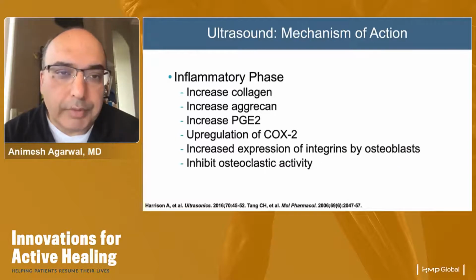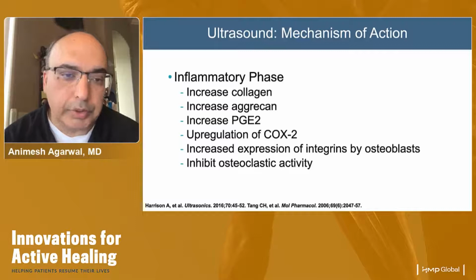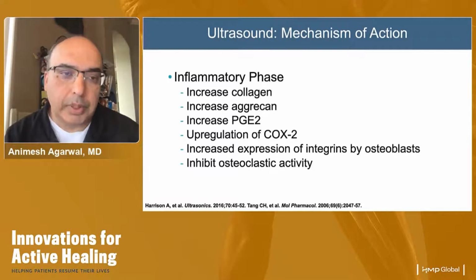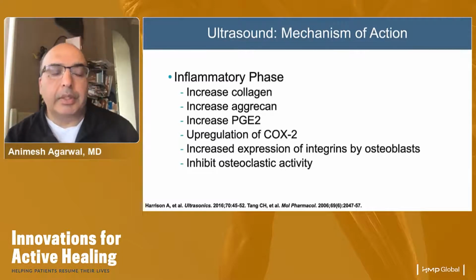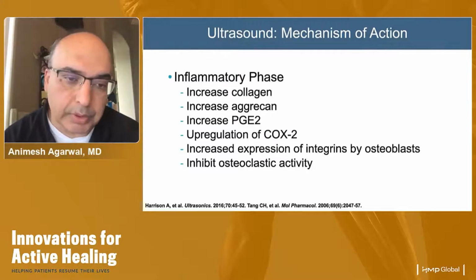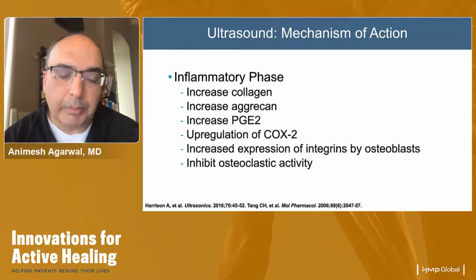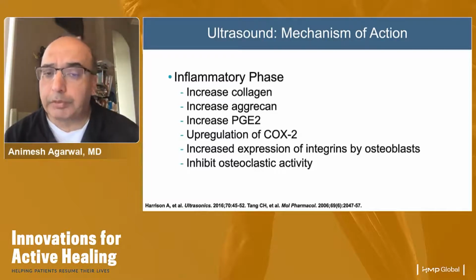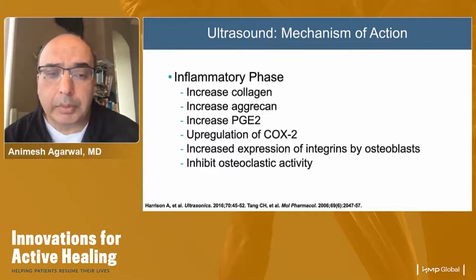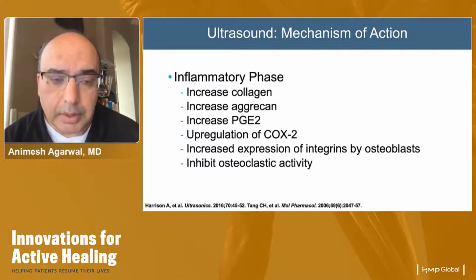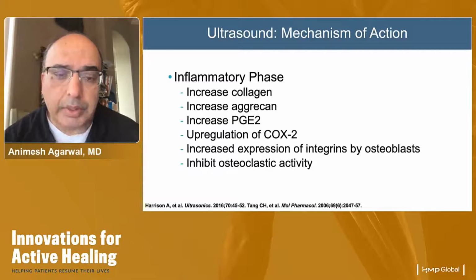Further delving into the mechanism of action for ultrasound, you saw two nice figures that kind of show you schematically what's going on. Now, if we look at it from a phase standpoint and isolate the inflammatory phase, that's where we see this upregulation of COX-2 that was shown in the schematic before. So again, that upregulation of COX-2 occurs early in the inflammatory phase when you're doing this for fresh fractures. That can increase the prostaglandin content. This also can increase aggrecan and collagen.